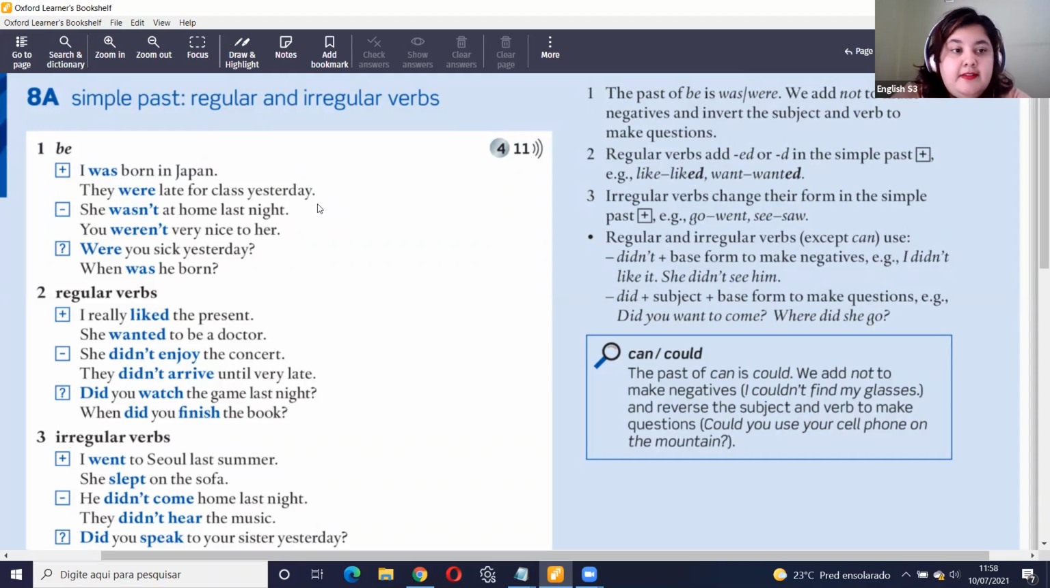Então, essas são as formas afirmativas, negativas e interrogativas do verbo to be. Nos regular verbs, a gente usa ed, e nos irregulars a gente precisa lembrar. Mas o que é legal a gente perceber aqui é que quando a gente usa o auxiliar, o verbo não muda, ele fica sempre na base form.